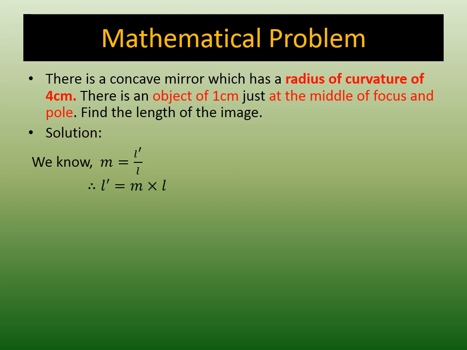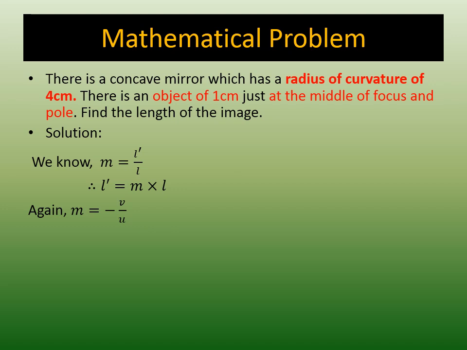So this is our next line. We can write this line like this: L prime is equal to M multiplied by L. Here L prime is the length of the image and L is the length of the object. M is the magnification. To solve this problem, we have to know the value of magnification and the length of the object. So we have to write another equation, like again M is equal to minus V by U.